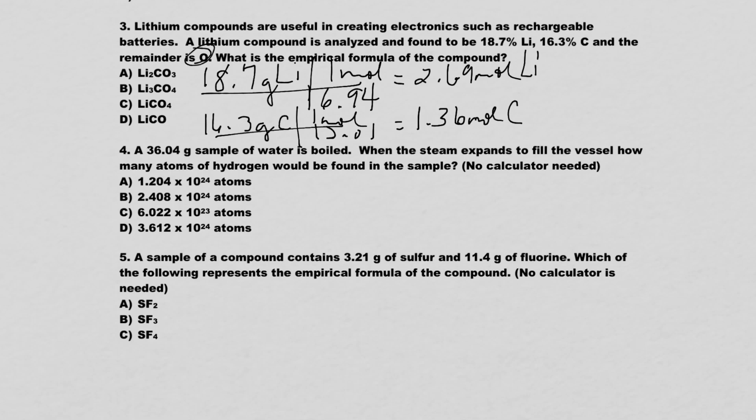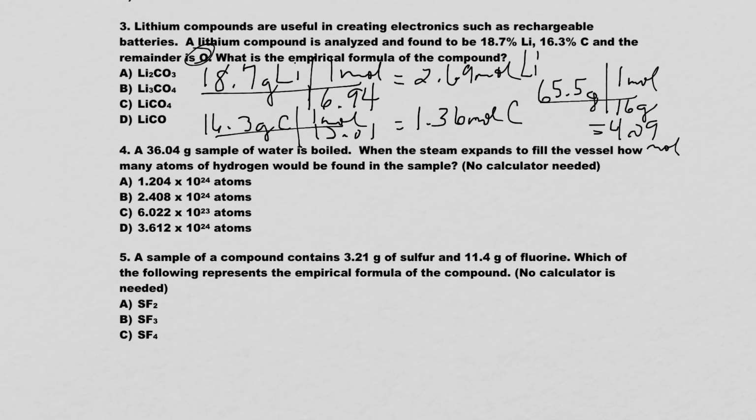Well, we have to think, we should be able to determine that number. So if we think about it, if we add 18.7% and 16.3% together, subtract that total from 100, the remaining percent, as it mentioned, has to be the oxygen. So when you do that subtraction, you're going to get 65.5%. So I'm just going to change that to grams. The molar mass of oxygen is 16. And so when I do that math, I get 4.09 moles.